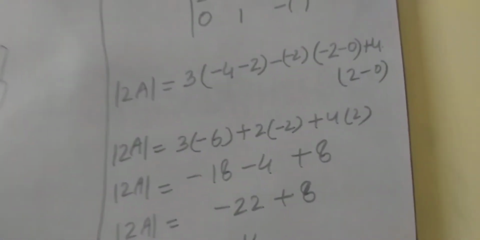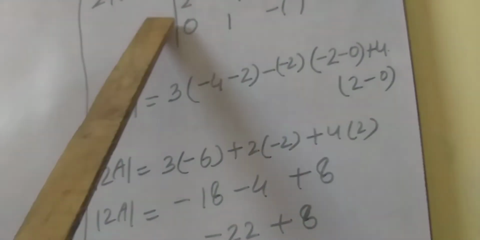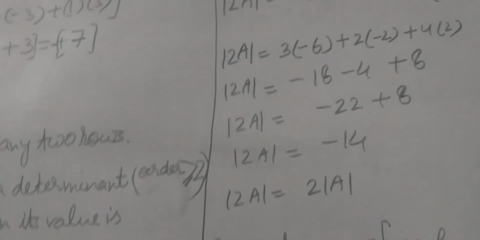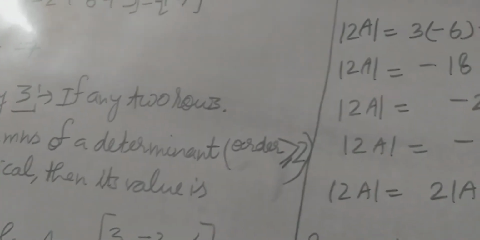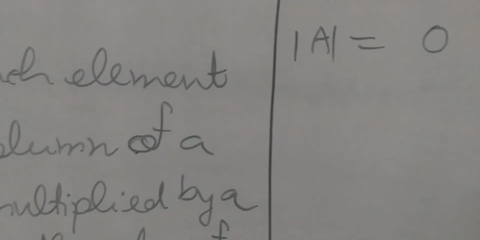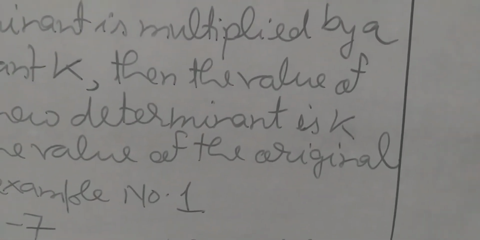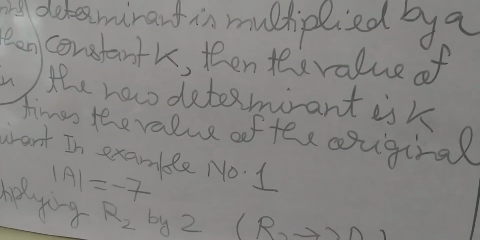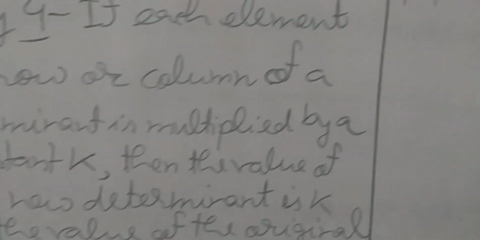Okay, so here I have multiplied R2 by 2. Similarly, if we multiply any column by any scalar, then the value of the determinant becomes that constant times the determinant of A. Here in the rule I have written k, so the determinant will become k times the original determinant.